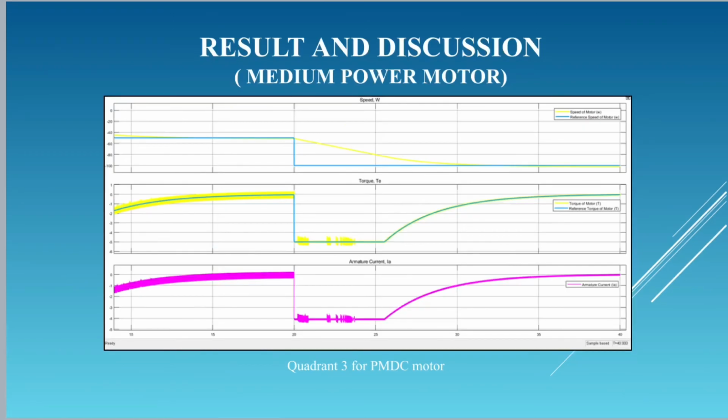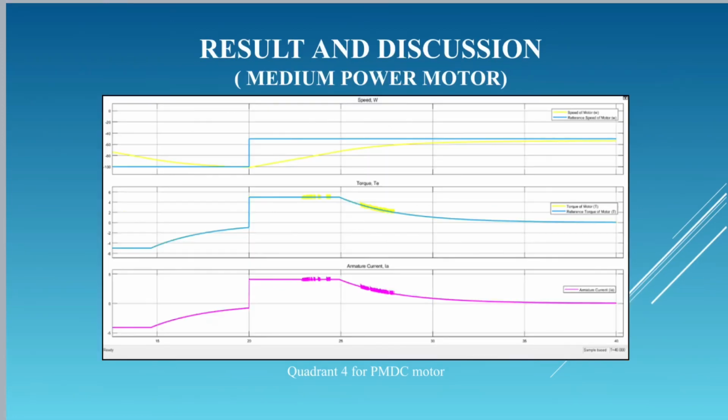In quadrant 3, PMDC is operating in forward reversing. The speed, torque and armature current graph show the graph is inverse to quadrant 1. The torque is required to rotate the motor but in a different region, which is reversing. The armature current is inverse from quadrant 1.